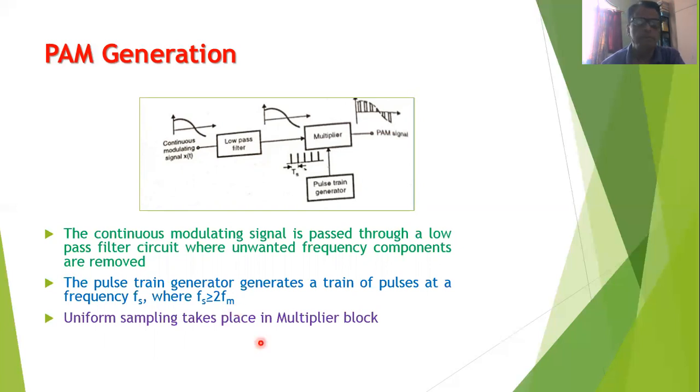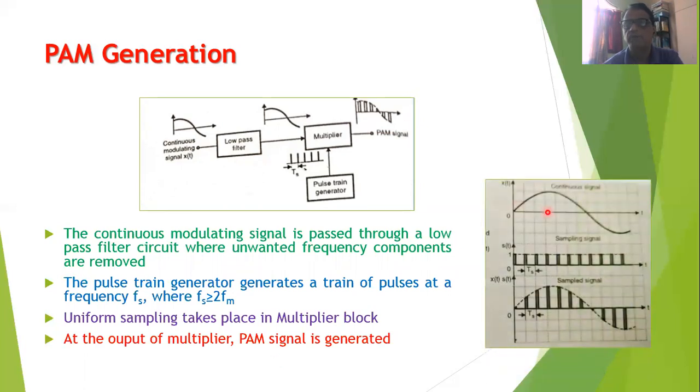Uniform sampling will take place at the multiplier block. So to this multiplier block, we have applied the continuous modulating signal, and also we have applied the square pulses. And at the output of the multiplier block, you will find that the PAM signal is being generated.